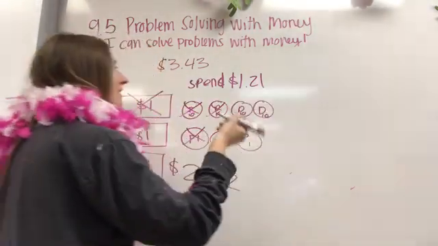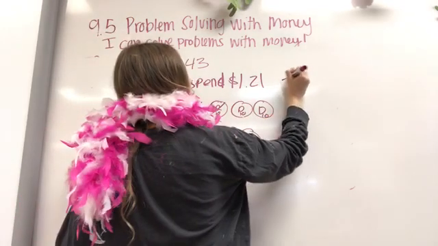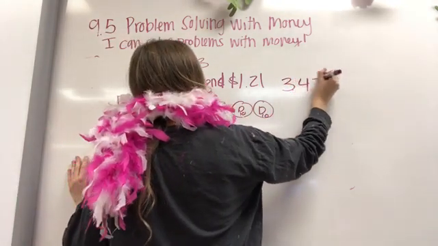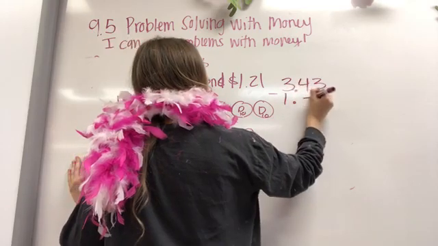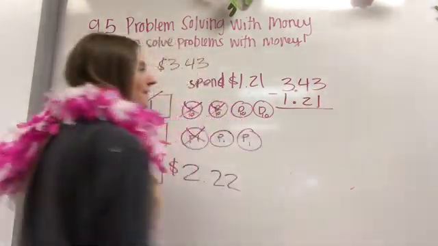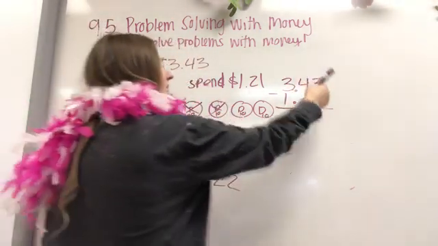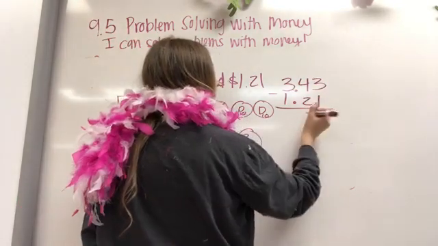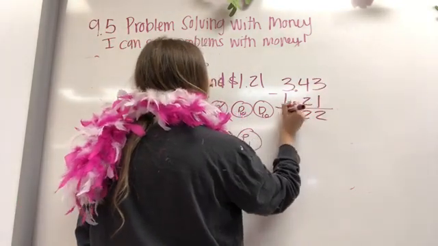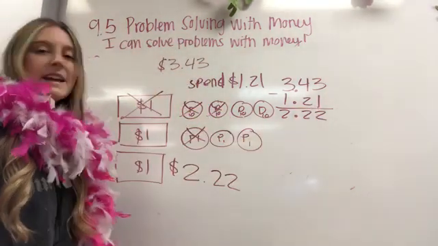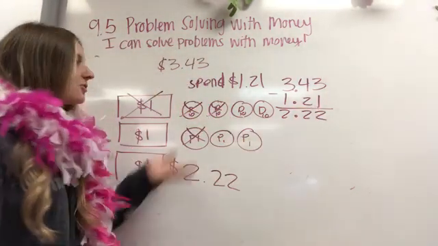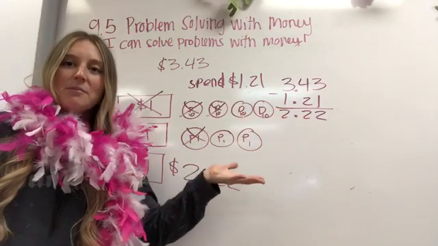So you could draw a picture, which is a great idea. Or we haven't really talked about decimals and adding and subtracting, but you could also subtract these if you felt so inclined, like this. 3 minus 1 would be 2, 4 minus 2 would be 2, 3 minus 1 would be 2, and I just brought a decimal down. So $2.22. So you can draw pictures or you can try to do it. Now you've seen both ways.